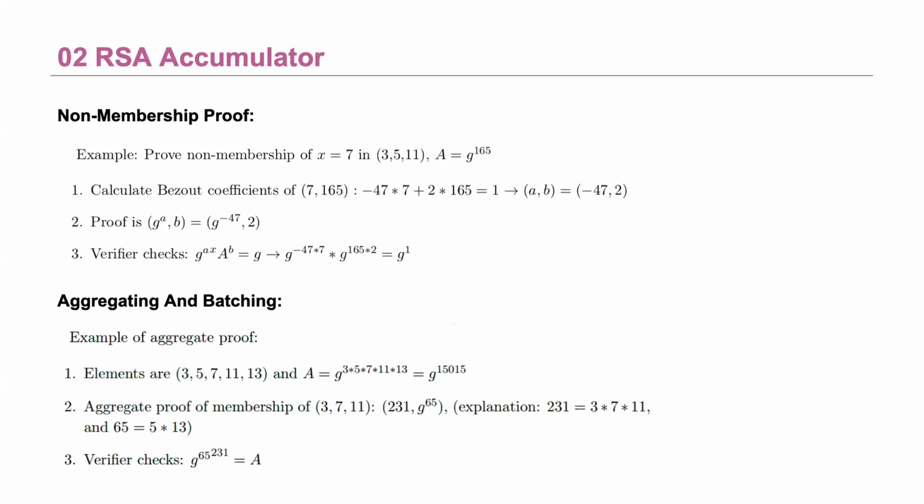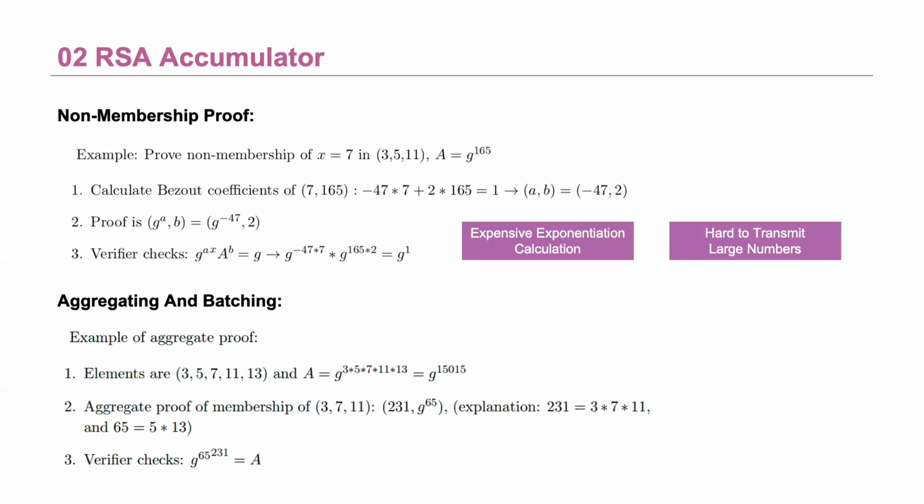Aggregating and batching makes the ECE accumulator more efficient. Aggregating means combining many proofs in one constant size proof. Batching means verifying many proofs at once. However, the exponential calculation will be expensive and it's hard to transmit such large values. Therefore, we can use NI-PoKE2 to prove that we have the cofactor but not necessarily do the expensive calculations.